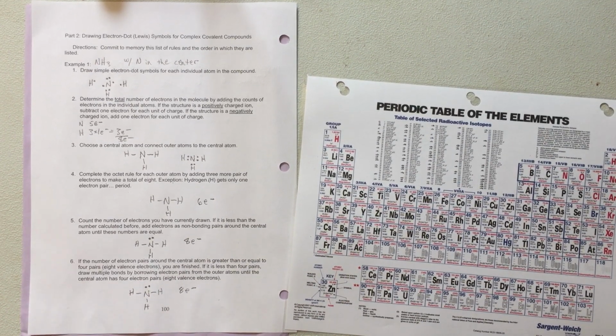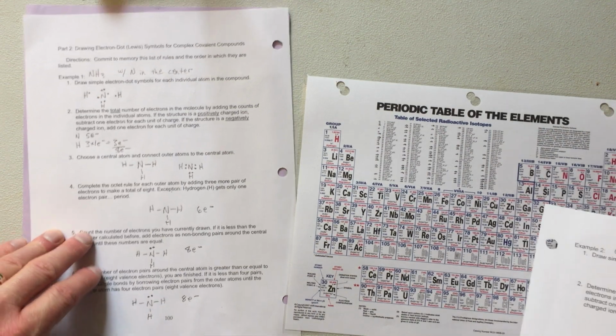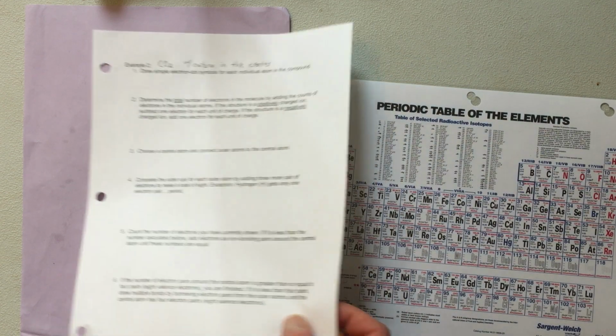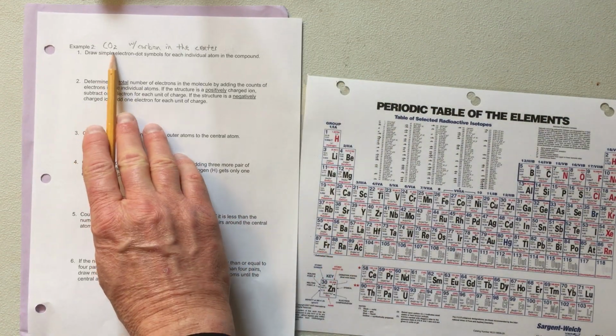So this one's pretty easy. If it's less than 4 pairs, which it's not, draw multiple bonds by borrowing electron pairs from the outer atoms until the central atom has 4 electron pairs. So we'll look at double bonds in the next example. So I'm kind of giving you a hint. Try example 2 with carbon dioxide.